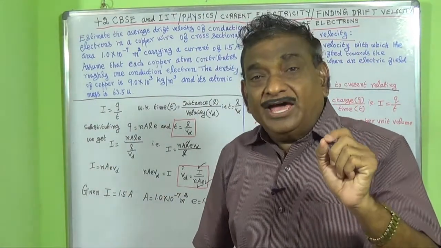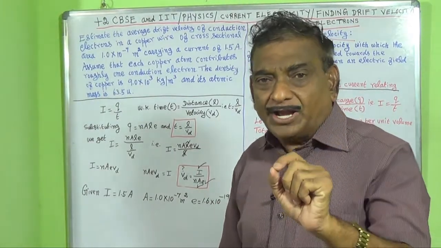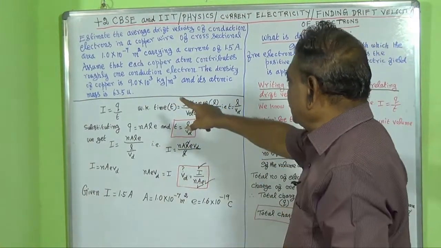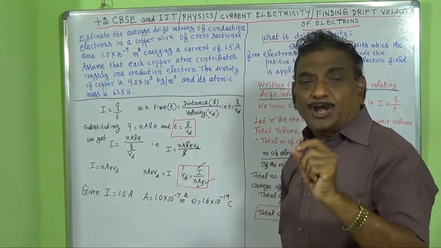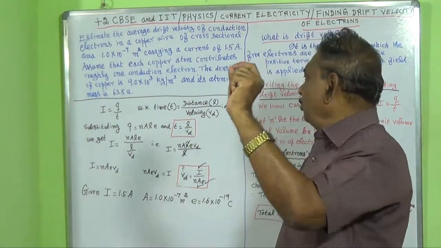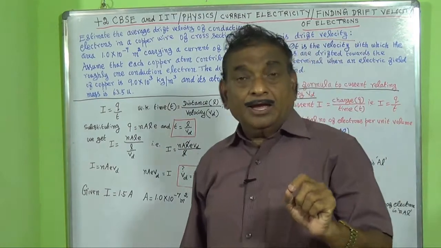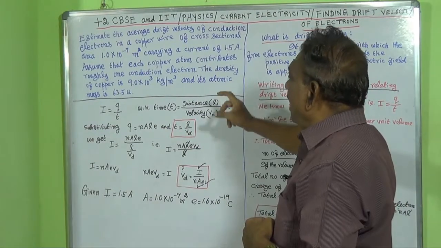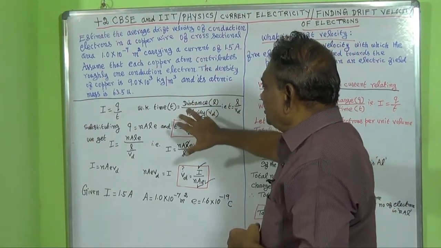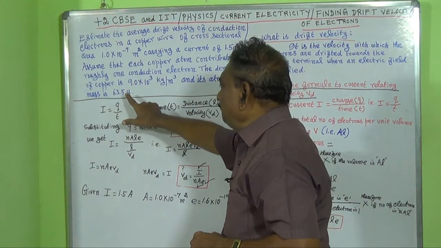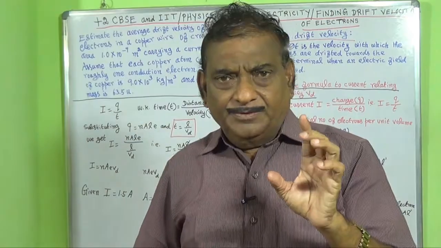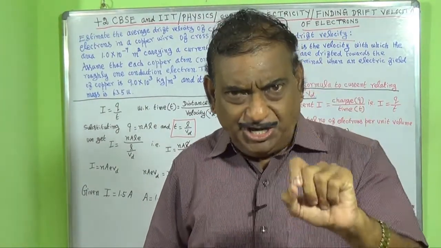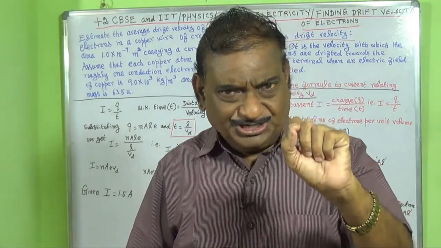Moreover, the other information given are density of the copper. The density of the copper is given as 9 into 10 to the power of 3 kilogram per meter cube. Its atomic mass also has been provided. That is, the atomic mass of copper is given as 63.5 atomic mass unit.